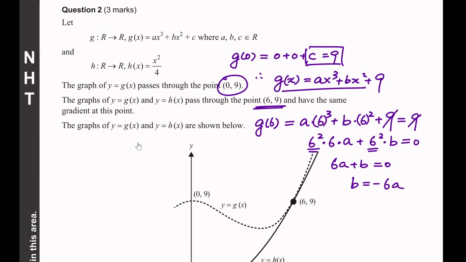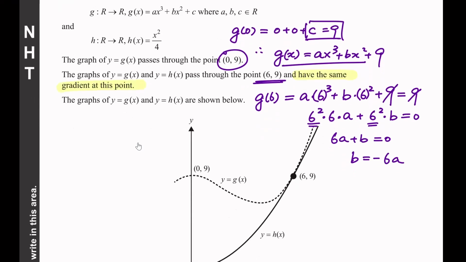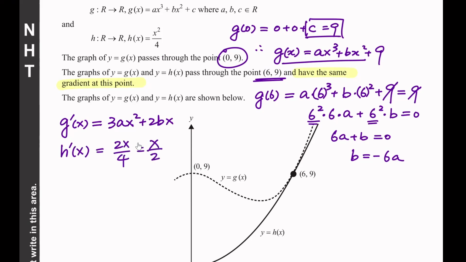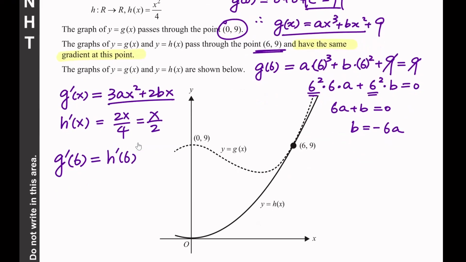Therefore, you probably need the same gradient to find, let's say, the other equation. So I'll take g dash of x equals 3ax squared plus 2bx, and h dash of x equals 2x divided by 4. That is x over 2. So g dash 6 equals h dash 6, equal gradients. And into that, I have 3a times 6 squared plus 2b times 6 equals 6 over 2. That's a 3. So eventually you can cancel a 3 both sides.